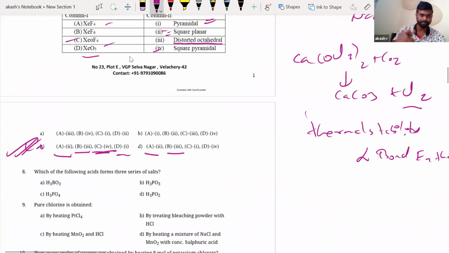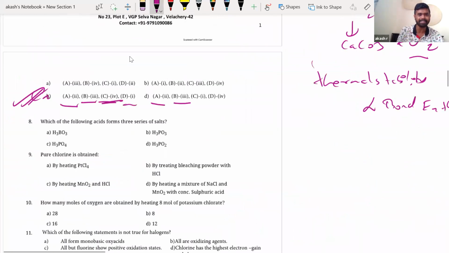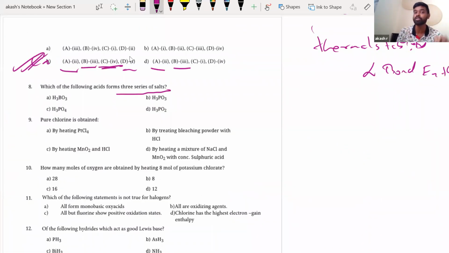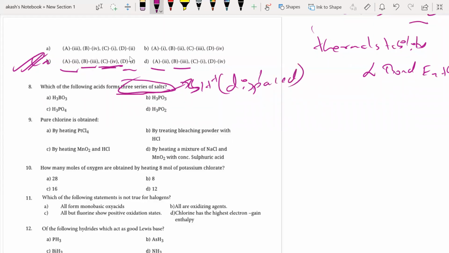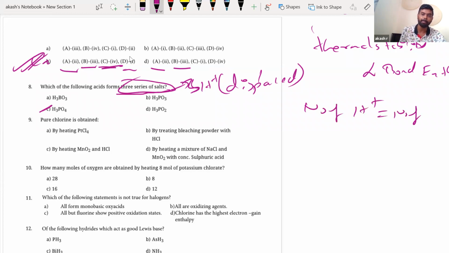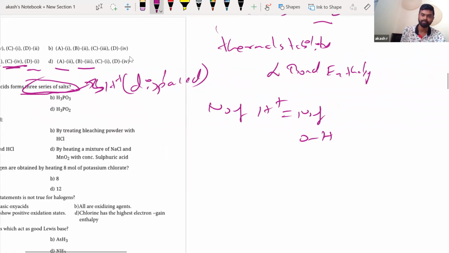Okay, next. Which of the following forms 3 series of salts? That is, you have to form 3 salts. Now, if you want to form 3 salts, I need to have 3 H plus, which can be displaced from the acid. Now, I think you would all guess the answer. The answer is H3PO4. Now, please understand, the number of H plus is equal to the number of OH bonds in the acid.